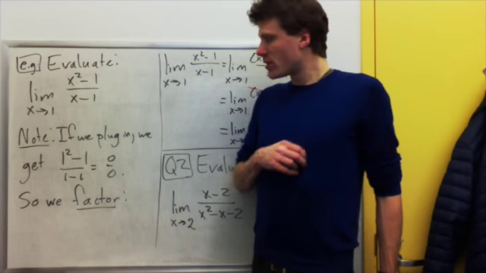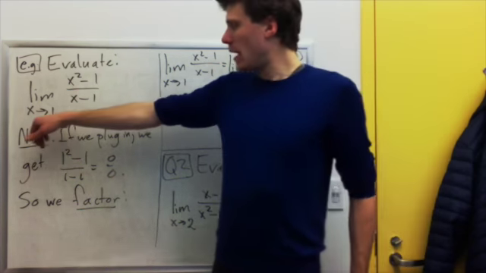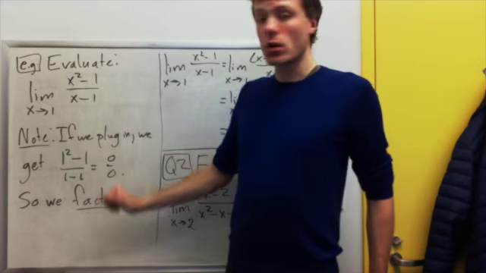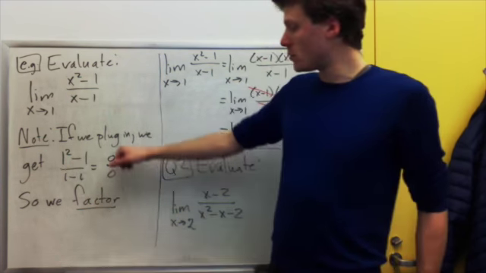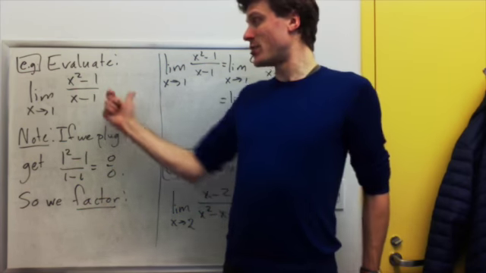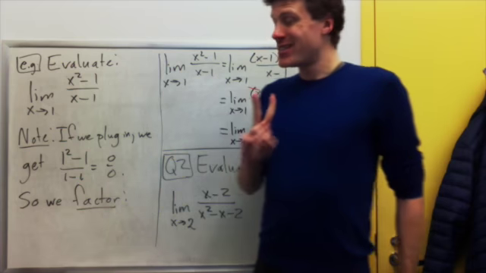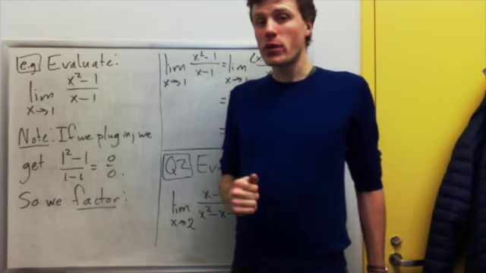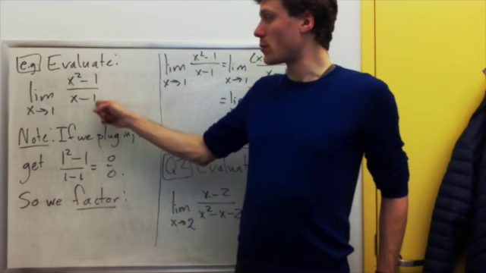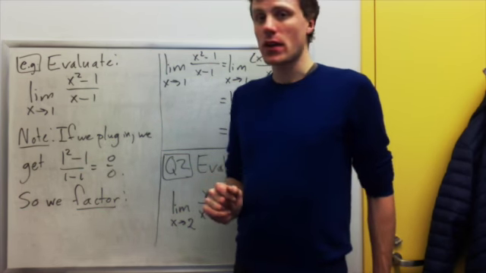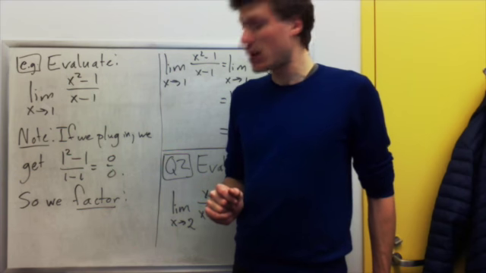Let's note that if we were to just plug in x equal to 1 into this expression, we would get 1 squared minus 1 over 1 minus 1, which is 0 over 0. So first of all, 1 is not in the domain of this expression. Second of all, however, these are two polynomials, both of which are equal to 0 when I plug in 1. That suggests that they have a common factor and that I should be able to cancel that out.